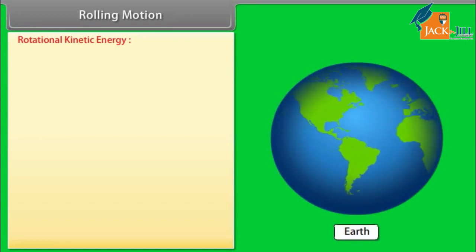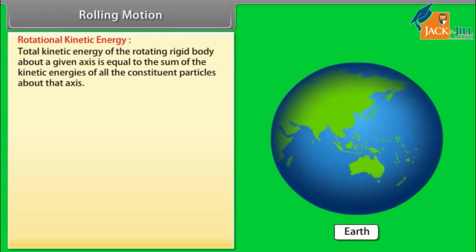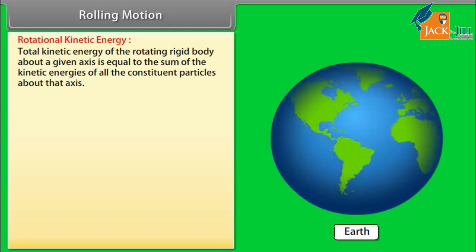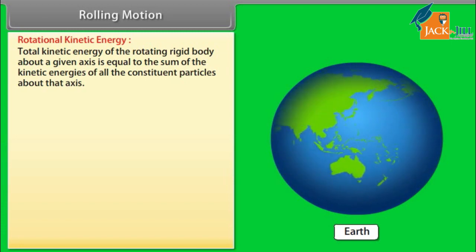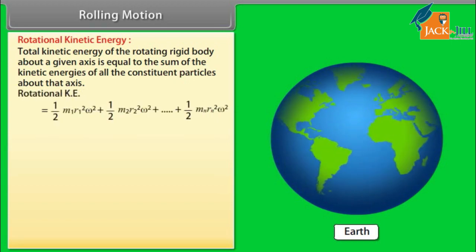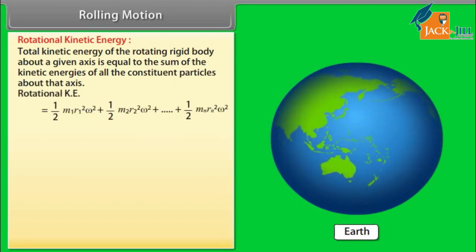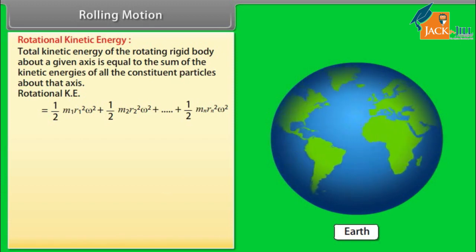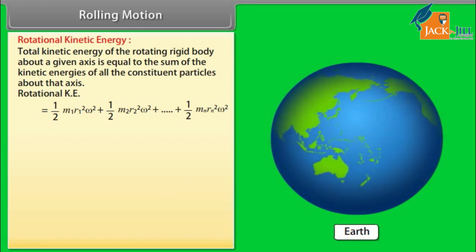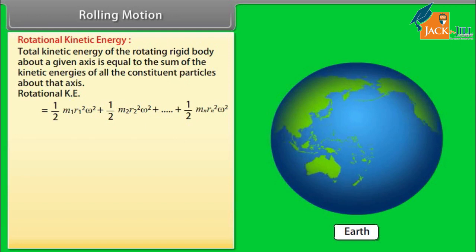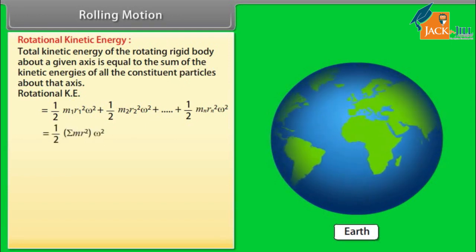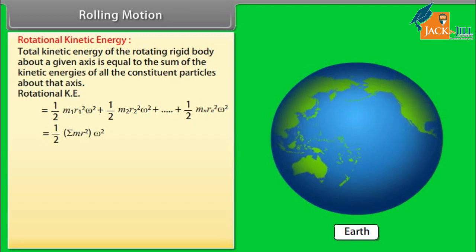Rotational kinetic energy. The total kinetic energy of the rotating rigid body about a given axis is equal to the sum of the kinetic energies of all the constituent particles about that axis. Rotational kinetic energy is equal to half m1 r1 square omega square plus half m2 r2 square omega square plus so on till half mn rn square omega square. On summarizing this equation, we get rotational kinetic energy is equal to half summation of the product of m and r square multiplied by omega square.